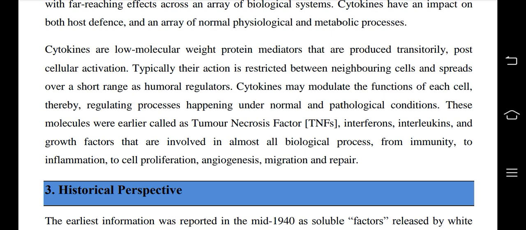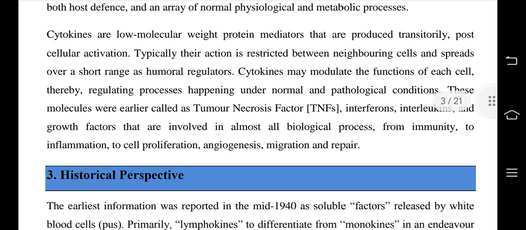Cytokines are low molecular weight protein mediators that are produced transitorily post-cellular activation. Typically, their action is restricted between neighboring cells and spreads over a short range of humoral regulators. Cytokines may modulate the functions of each cell, thereby regulating processes happening under normal and pathological conditions. These molecules were earlier called tumor necrosis factors, TNFs, interferons, interleukins, and growth factors that are involved in almost all biological processes, from immunity to inflammation to cell proliferation, angiogenesis, migration, and repair.